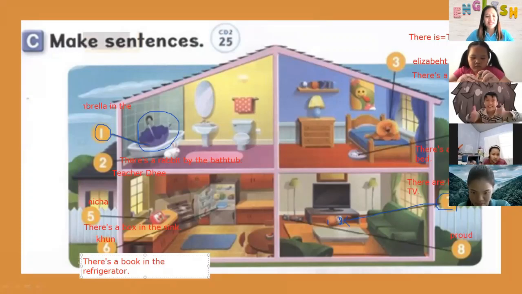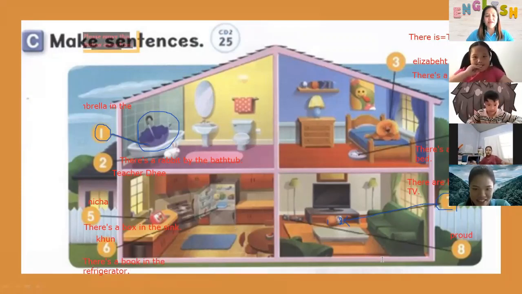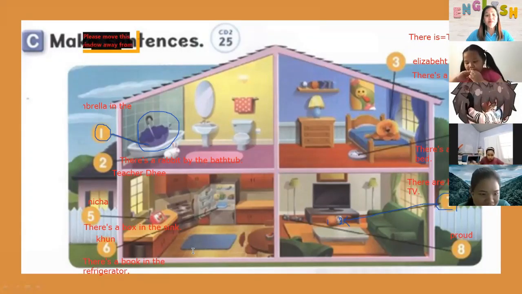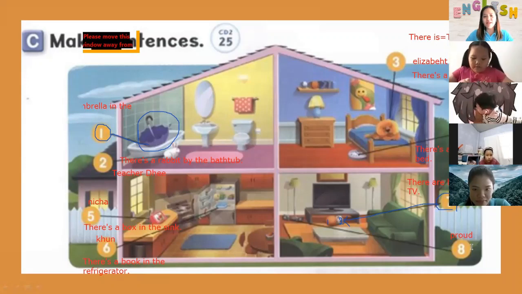Okay, that is the correct spelling. All right. Very good, Cohn. I like the answer. There's a book in the refrigerator. Or you can say, there's a book inside the refrigerator. That is also correct. Good job, Cohn. And number eight, Prow. Where is number eight pointing? What is that?